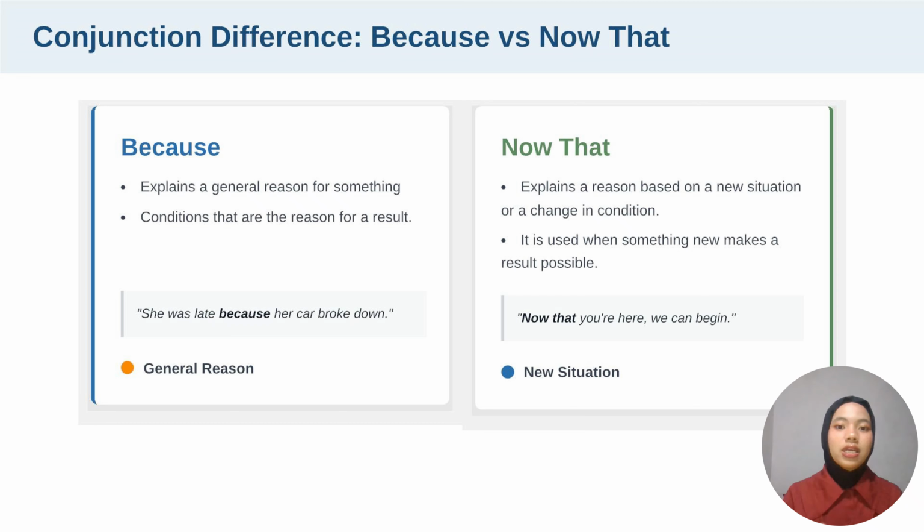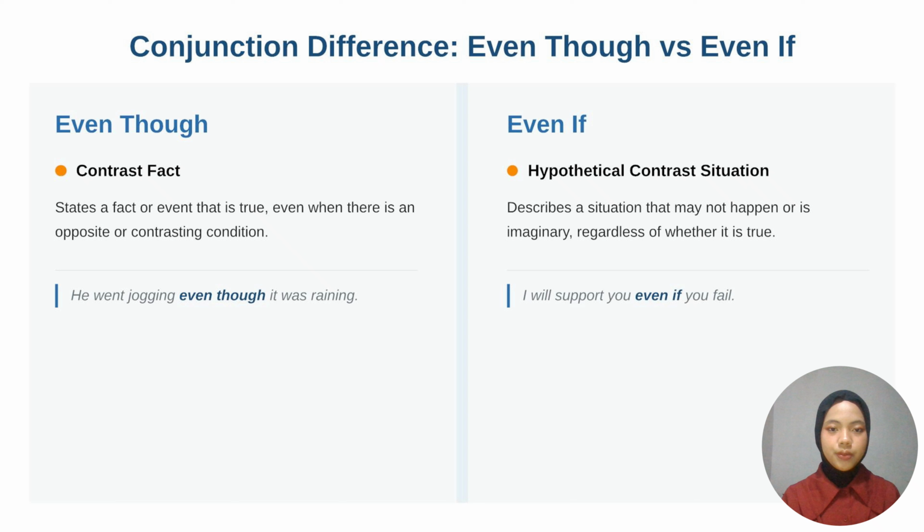Now, let's look at because and now that. Because explains a general reason. Example, she was late because her car broke down. Meanwhile, now that explains a reason based on a new situation. Example, now that you are here, we can begin. So, because is for general cause, while now that is used when something new changes in the situation.